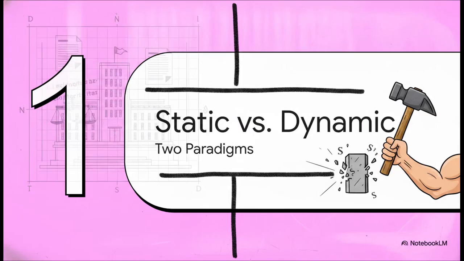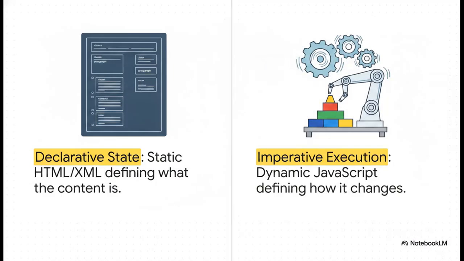Section 1, Declarative versus Imperative Paradigms. To start untangling this, we really need to draw a stark line between two completely opposite forces in computing. Think of this like the difference between an architect's blueprint and the builder actually swinging the hammer. On one side, you have the declarative state. This is your static markup, things like HTML or XML. It defines exactly what the content is, setting up a rigid, static schema. It doesn't actually do anything, it just is.